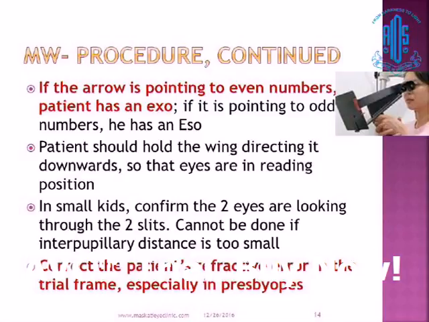The patient should hold the wing directing it downwards so the eyes are in a reading position. In small kids, you need to confirm that they're looking through the slit. Otherwise, they're very intelligent, they look from above it and they will see everything together. And if the patient is a presbyope, you need to correct the refractive error first, otherwise he will see everything blurred and won't see the picture.